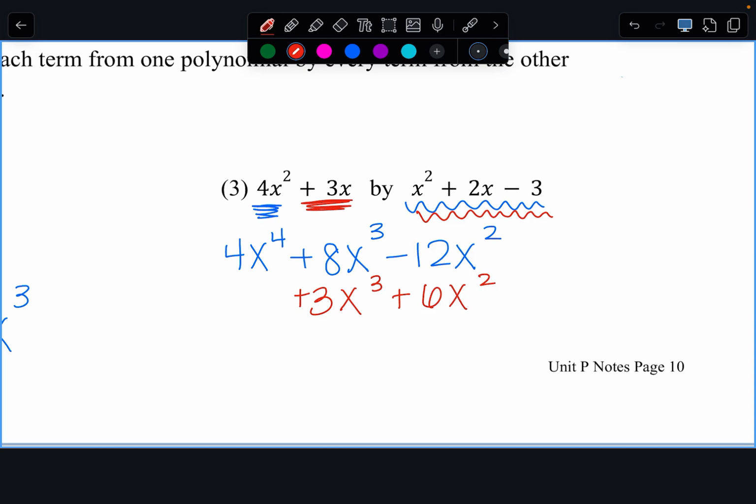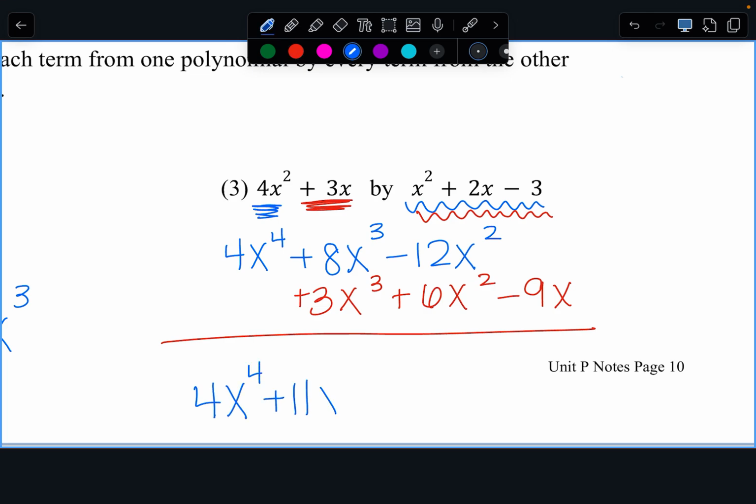And 3x times negative 3 is a negative 9x. Now, 4x to the fourth plus 11x to the third minus 6x squared minus 9x. It is up to you how much work you want to show and which method you'd rather do. You get partial credit on tests and worksheets and that kind of stuff, okay?